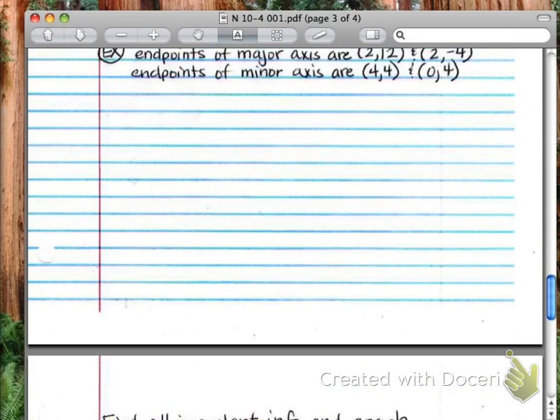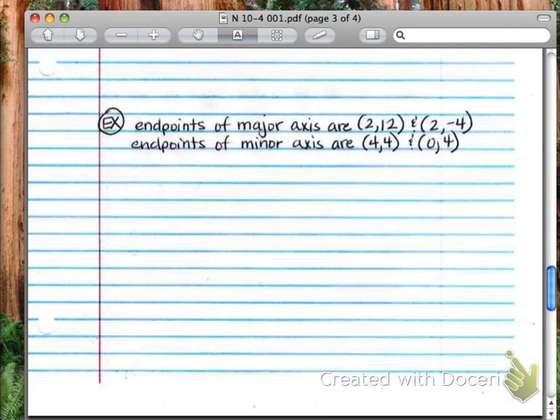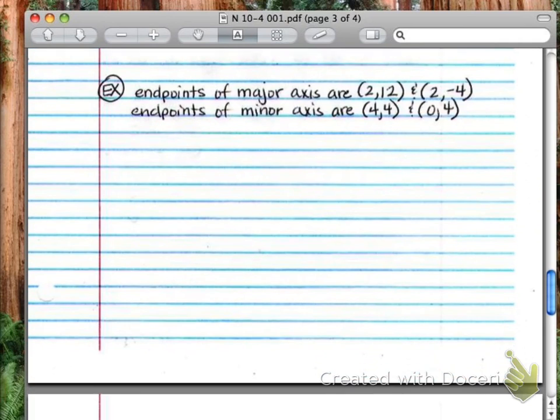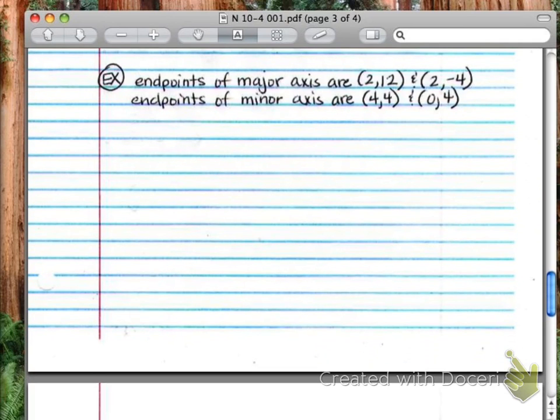Okay, now this one's a little different, and I want to go over it. It's not any harder, but if you see this on paper and you've never seen it before, you might go, I don't know how to do this. It says the endpoints of the major axis are (2, 12) and (2, -4). The endpoints of the minor axis are (4, 4) and (0, 4). Which is actually my major axis here?